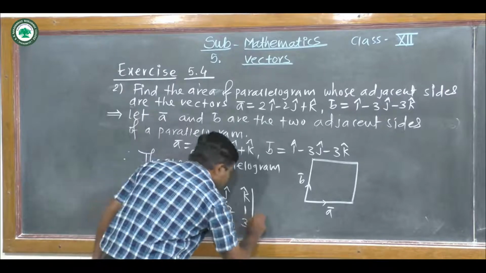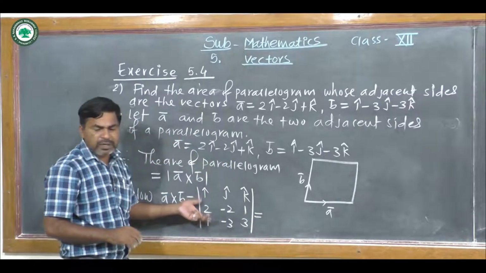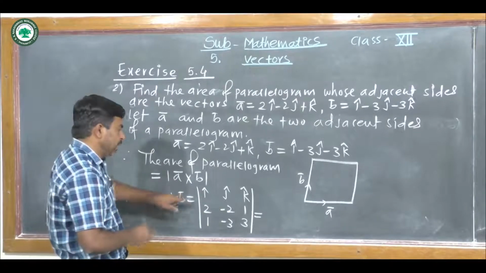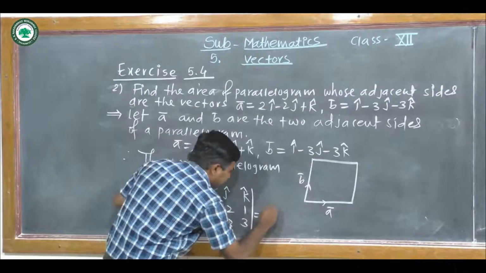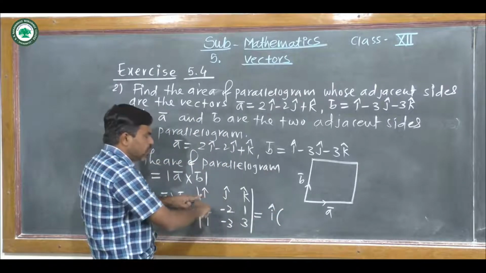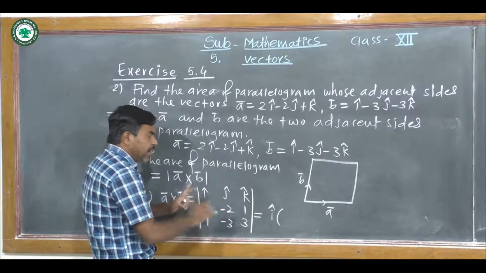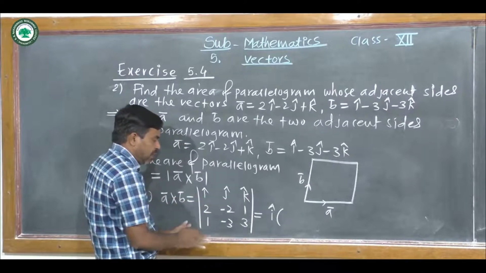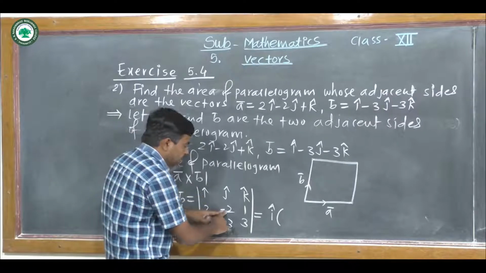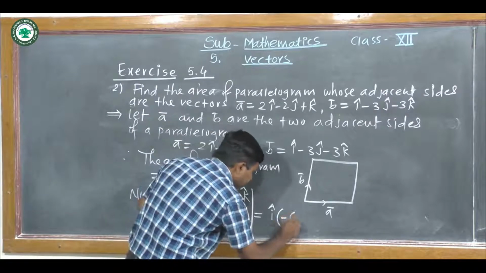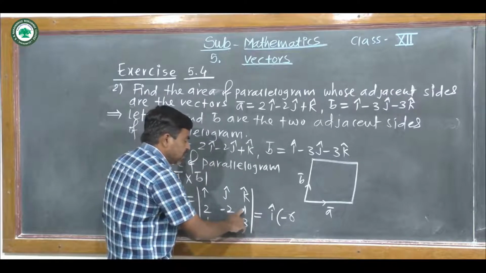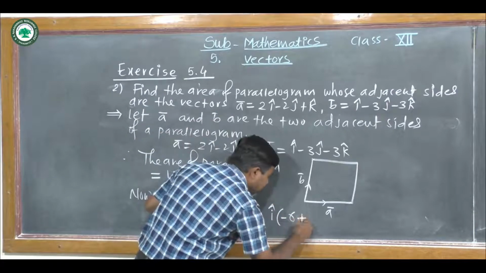It is equal to. And this is a 3 by 3 determinant, and we know how to solve a 3 by 3 determinant. So first term, i cap in bracket. Now i cap lies in first row and first column. So leave first row and first column and take the determinant of the remaining 4 elements. And that is a 2 by 2 determinant. And so its value is minus 2 into 3, minus 6. And minus 3 into 1, minus 3. And minus of minus 3 becomes plus 3.